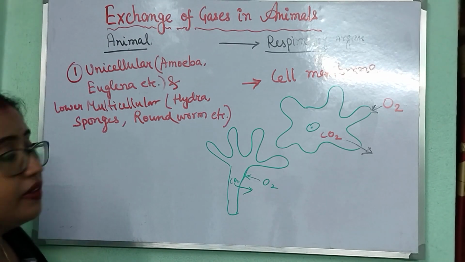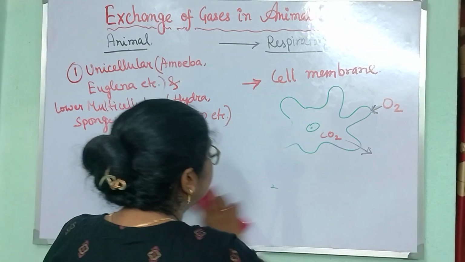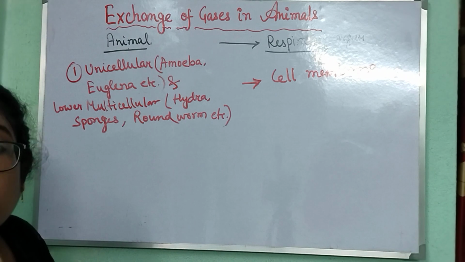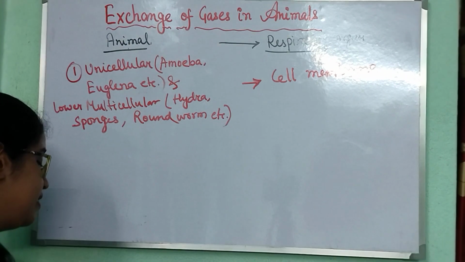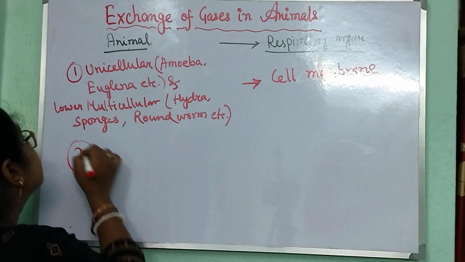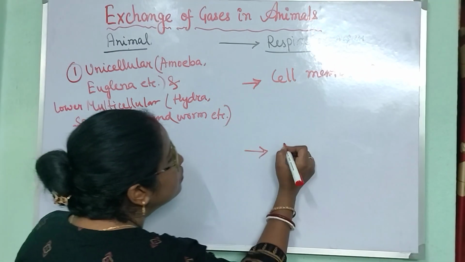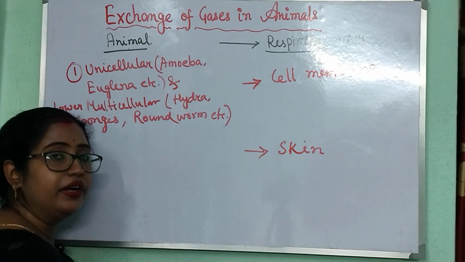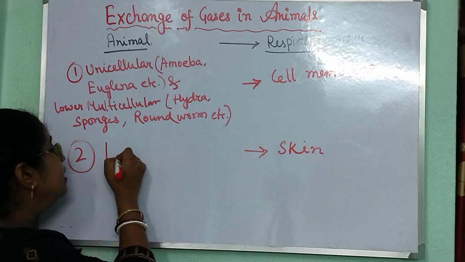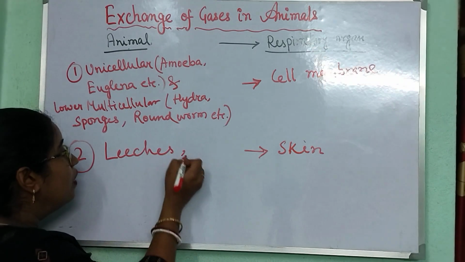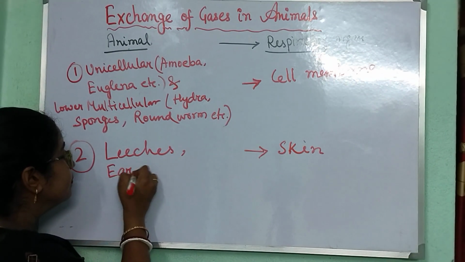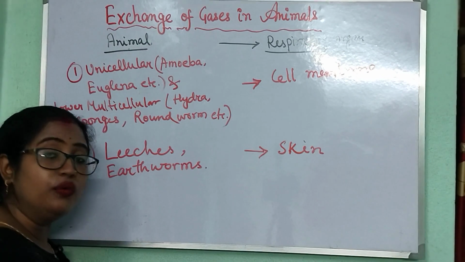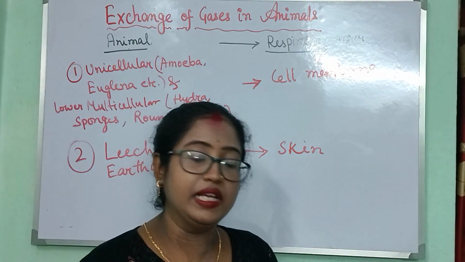Next, we will talk about the next case. The second one is respiration through the skin. In lower grade animals like leeches or earthworms, they have a moist skin layer.